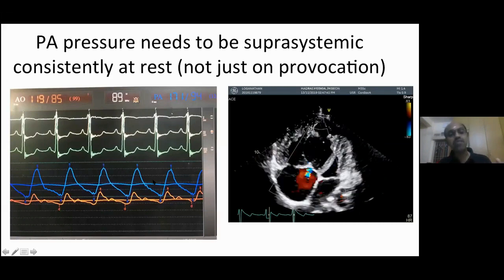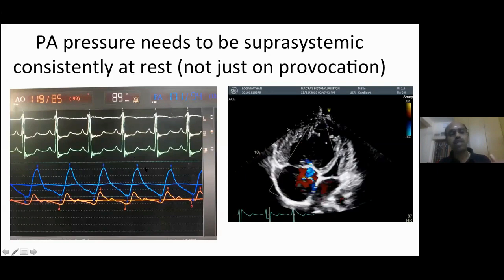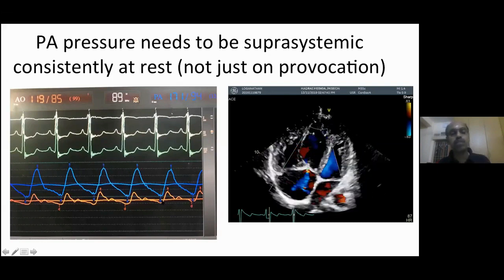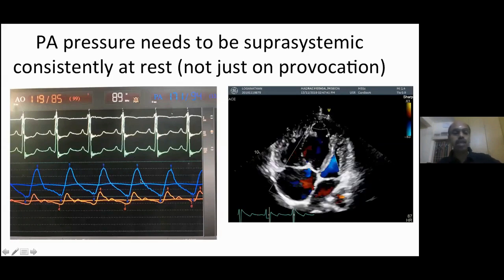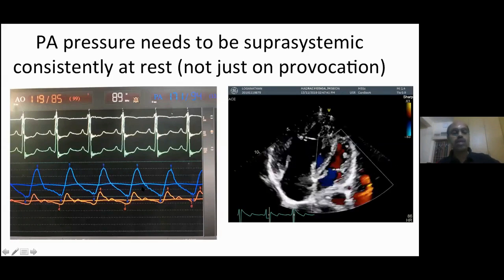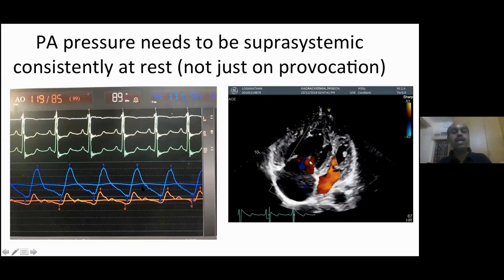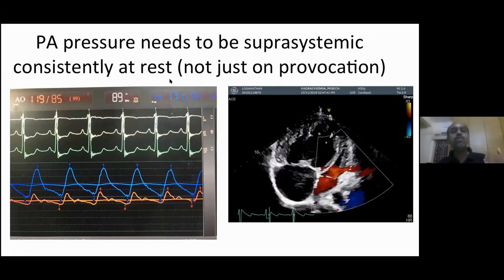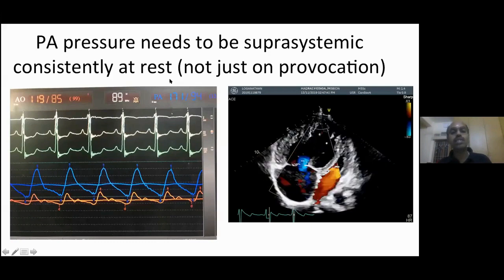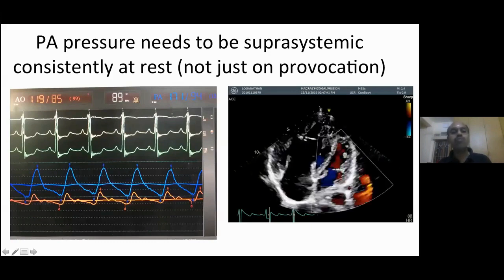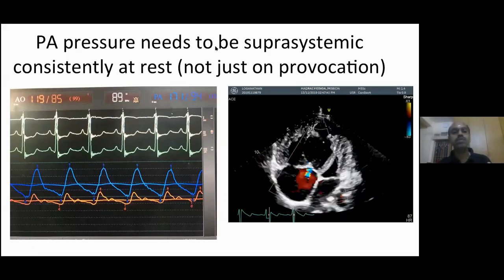The reason is, if you are doing a Potts shunt in a patient who has a pulmonary artery pressure which is comparable to aortic pressure, and at times the pulmonary artery pressure is lower than the aortic pressure, these patients will have a left to right shunt which will have no advantage, rather it will create more problems for the patient.